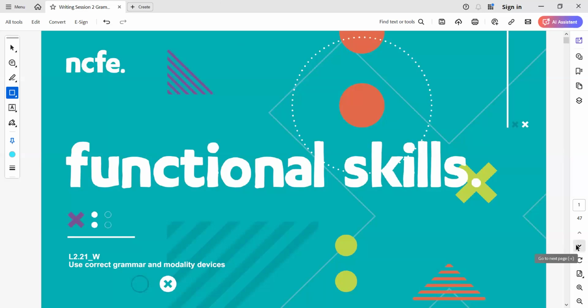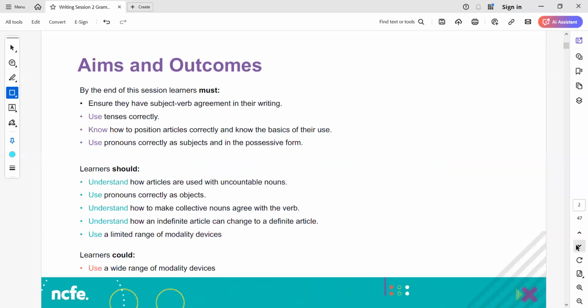So we're looking at grammar and modality devices today. And these are our aims and outcomes. So by the end of this session, you must ensure you have subject-verb agreement in your writing, use tenses correctly, know how to position articles correctly, and know the basics of their use.